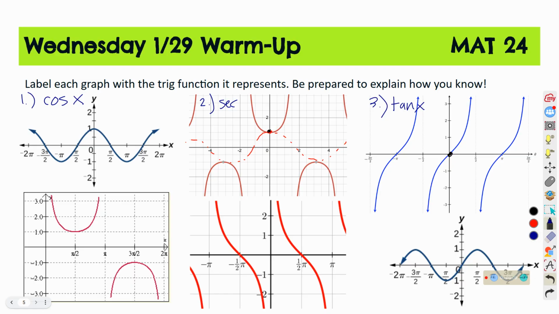All right, next one. Juliana, what's this guy? That's a cosecant. Cosecant x. Melissa, can you tell me why it's a cosecant? Very good. It looks like the secant graph, but it's shifted. It doesn't sit on the y-axis. That's excellent. Very good. Next one.